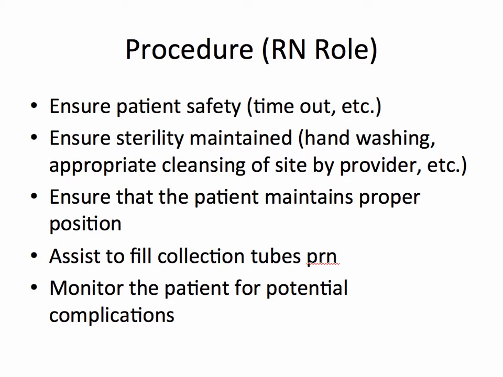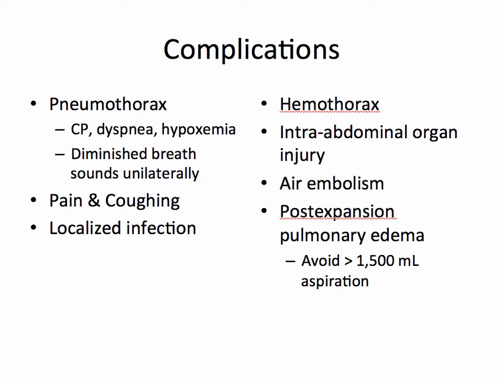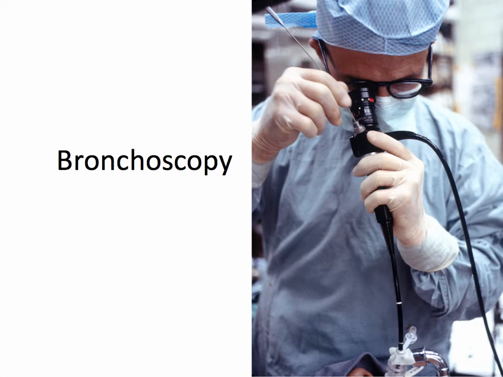The RN's role in this procedure is to ensure patient safety through timeout and obtaining informed consent, ensuring sterility through hand washing and appropriate cleansing of the site, ensuring that the patient maintains a proper position, assisting to fill collection tubes, and monitoring the patient for potential complications. Potential complications of thoracentesis include the following: pneumothorax, pain and coughing, localized infection, hemothorax, intra-abdominal organ injury, air embolism, and post-expansion pulmonary edema. The last topic we will discuss is bronchoscopy.